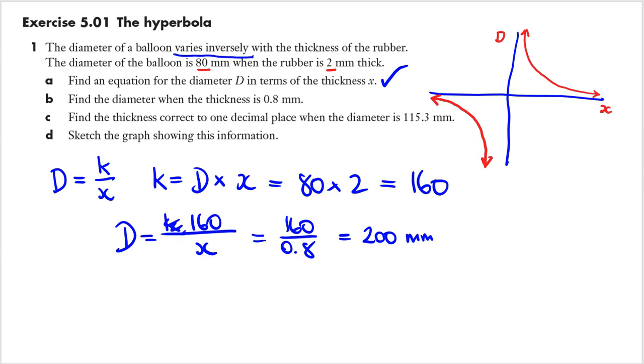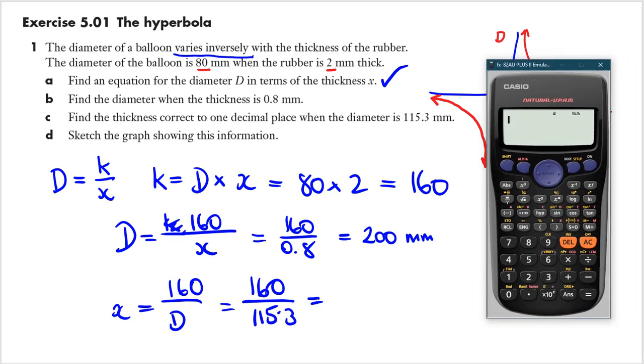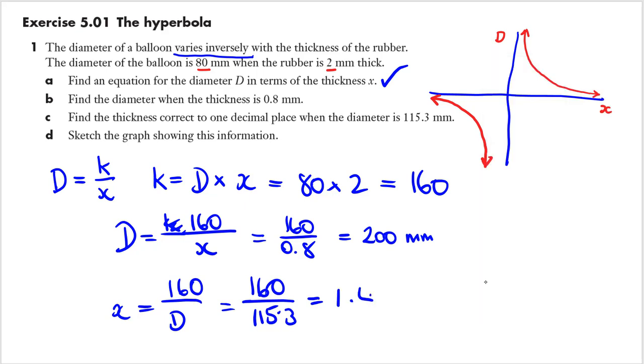Find the thickness, so find x, correct to one decimal place when the diameter is 115. Well, when you've got an inverse equation like this, if you want to find out what x is, you could just swap the x and the d over. That's a really useful thing to know about these type of equations. You swap those over, and now you can do your substitution. So 160 over 115. And let's chuck that into the calculator. 1.4 to one decimal place.